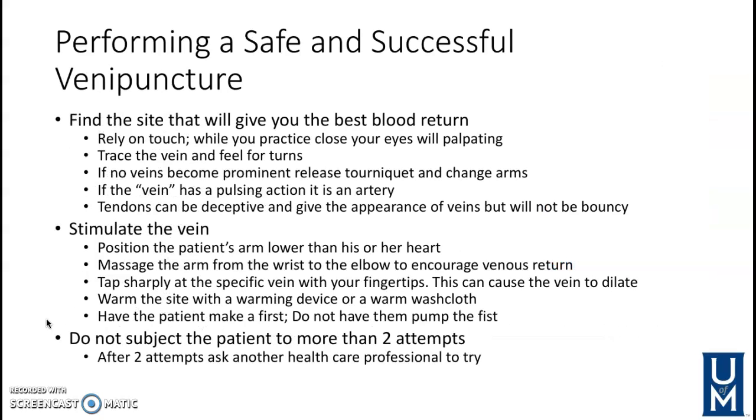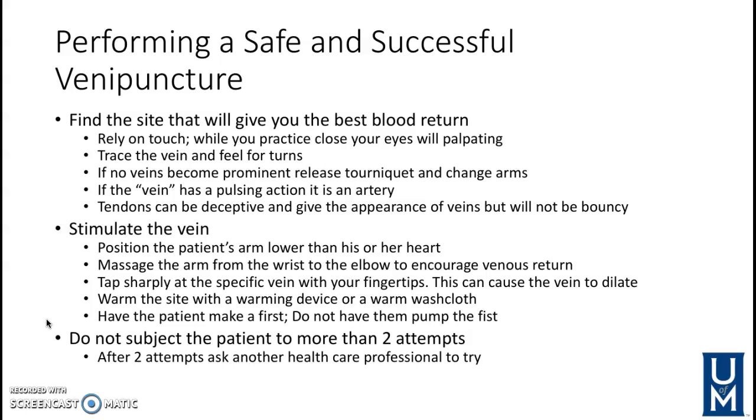So performing a safe and successful venipuncture, we first want to find the site that will give us the best blood return. We're going to be relying on touch, so we're going to be practicing closing our eyes and palpating, feeling that area that will have the best vein for us. Tracing the vein, feeling if it turns, if it has any knots, anything unusual. If we don't find anything in one arm, that's okay. The patient has 2 arms, so try the other arm, see if it has a better vein.